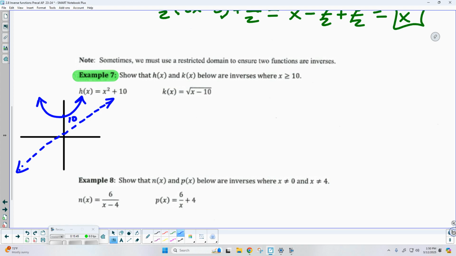Or let's just start at the beginning. What does the square root of x look like? You might draw it for me in the air with your finger? Yeah, there you go. It just looks like half a parabola. So this is half a parabola. It's just going to be shifted 10 units to the right.